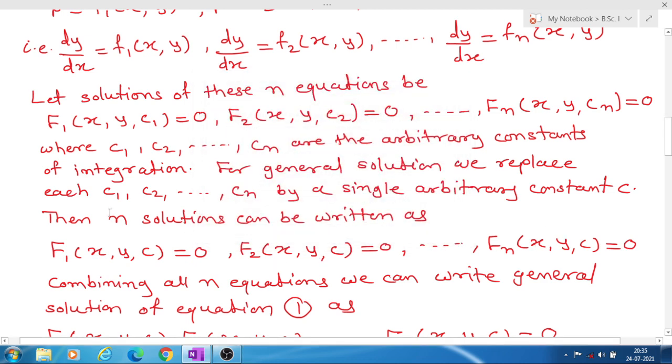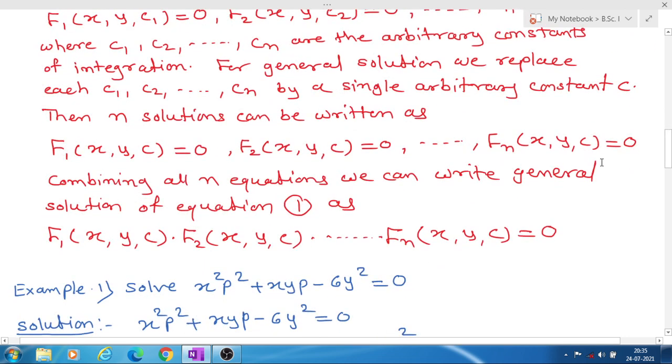Therefore, we substitute for c1, c2, ..., cn only one constant c. Therefore, these n solutions become f1(x, y, c) = 0, f2(x, y, c) = 0, ..., fn(x, y, c) = 0. So these are n solutions. So we can combine these n solutions, or we can write the product of these n solutions equal to 0.